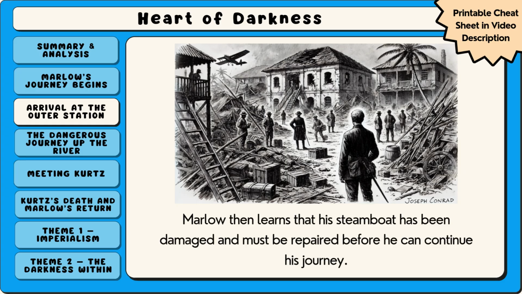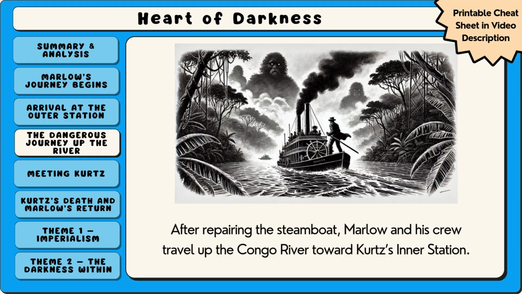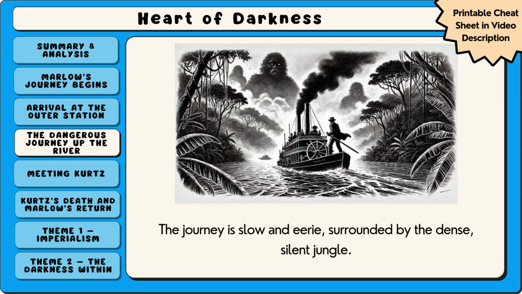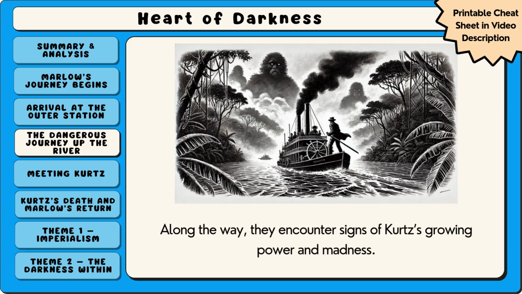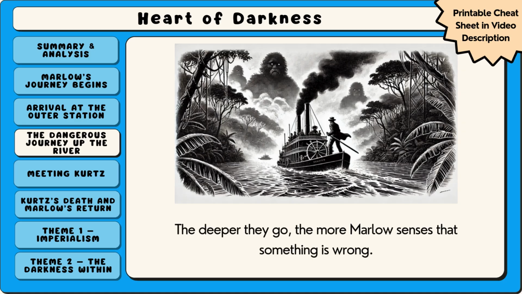Marlow then learns that his steamboat has been damaged and must be repaired before he can continue his journey. After repairing the steamboat, Marlow and his crew travel up the Congo River toward Kurtz's inner station. The journey is slow and eerie, surrounded by the dense, silent jungle. Along the way, they encounter signs of Kurtz's growing power and madness. The deeper they go, the more Marlow senses that something is wrong.